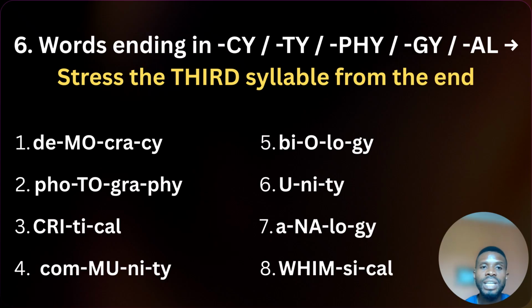Number 6, words ending in ty, phy, gy, al. Stress the third syllable from the end. Democracy, photography, critical, community, biology, unity, analogy, whimsical. We usually stress the third syllable from the end.